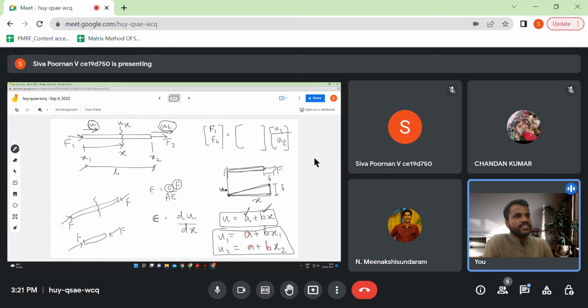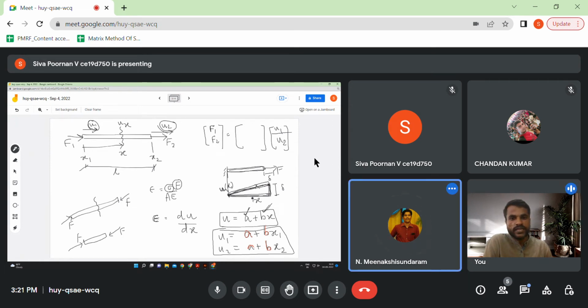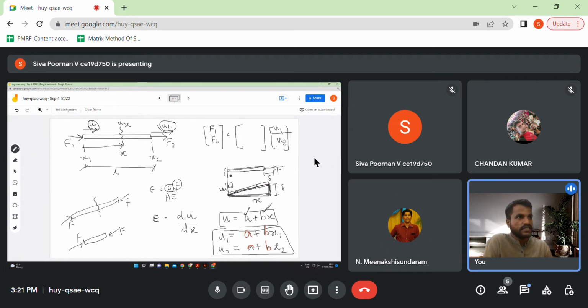Yeah. So the thing is, this is not the deflected shape. This is a graph which shows how the x displacement varies along x. This line is not the bar. This line is just saying that as we move along x, how much will be the displacement u. That value I'm just plotting here.